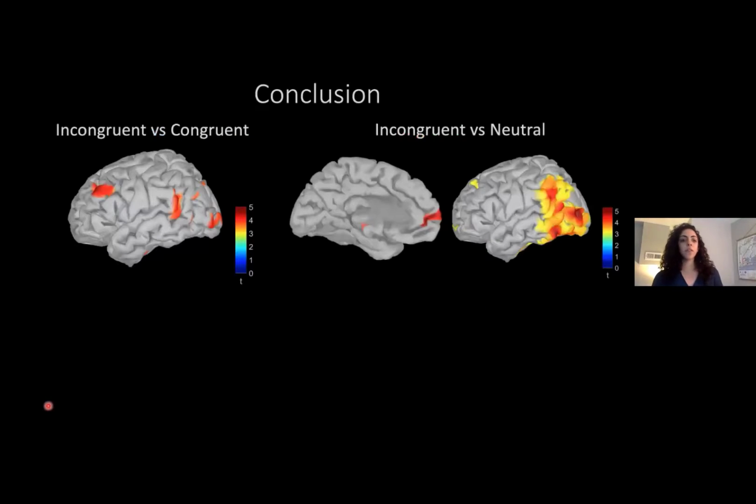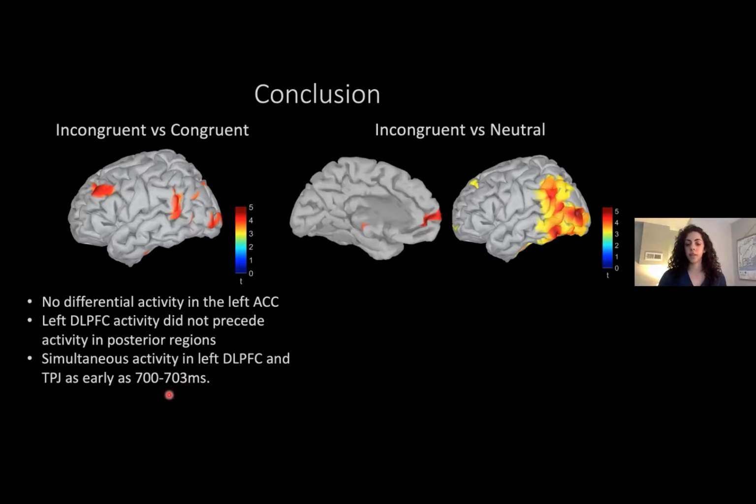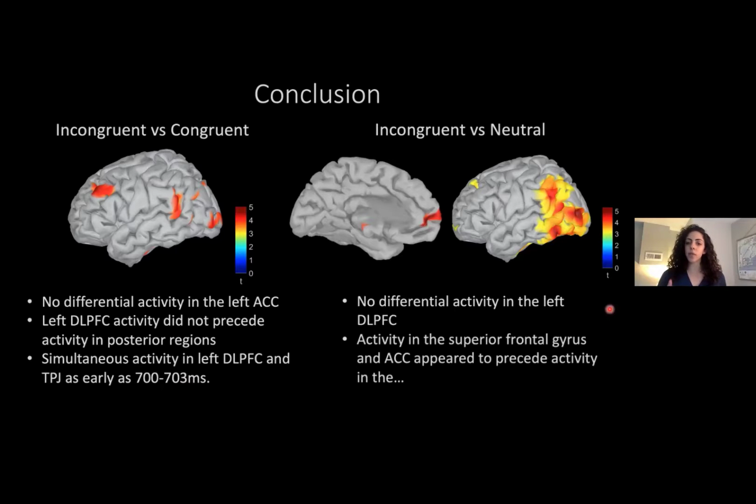So to conclude, for our first comparison, there was no differential activity in the left ACC, and the left DLPFC activity did not precede activity in posterior regions. Instead, we saw simultaneous activity in the DLPFC and the TPJ as early as 700 to 703 milliseconds. In our next comparison, there was no differential activity in the left DLPFC, but we did see what looked like activity in the superior frontal gyrus and the ACC preceding activity in the left TPJ and extrastriate.